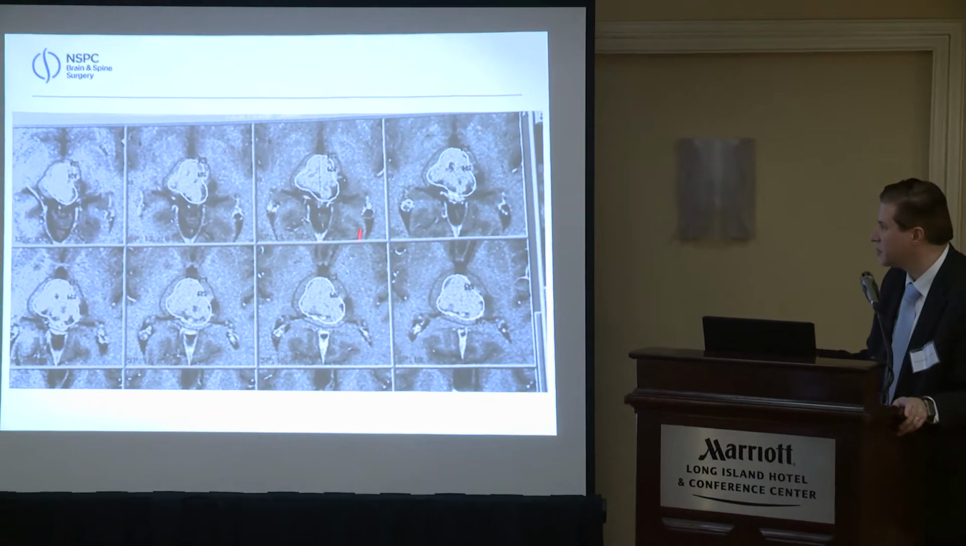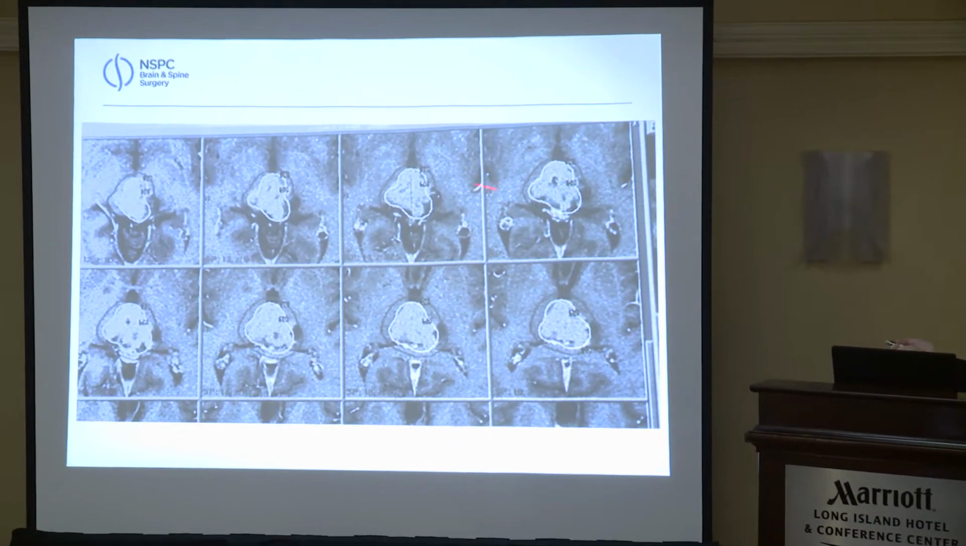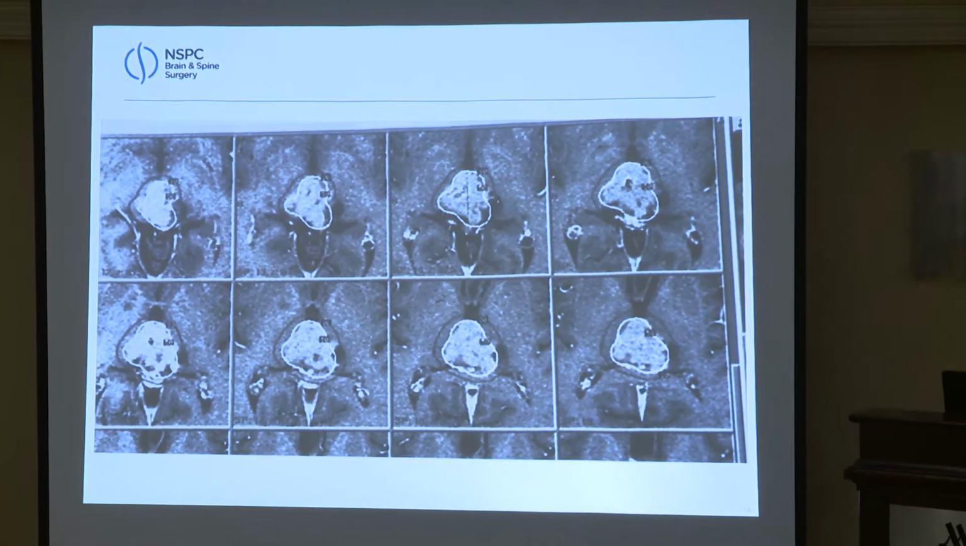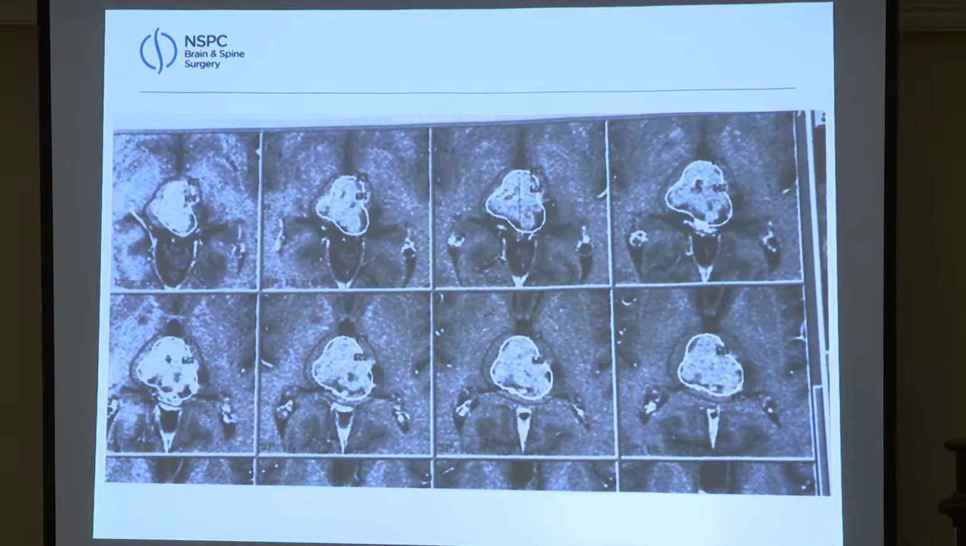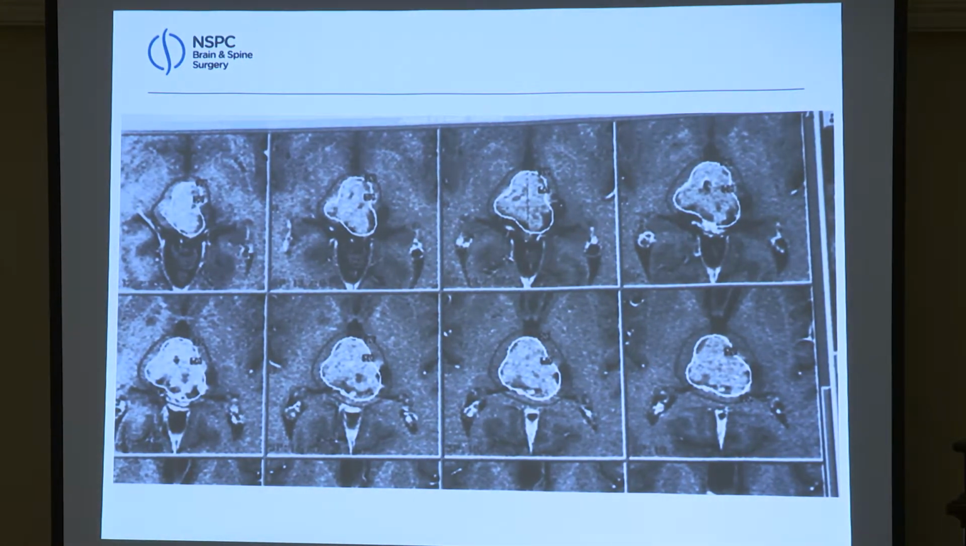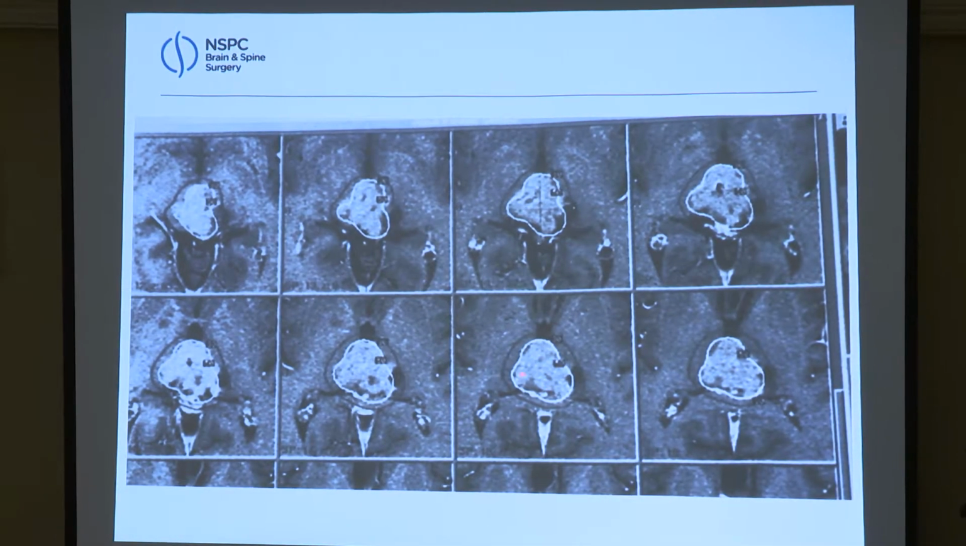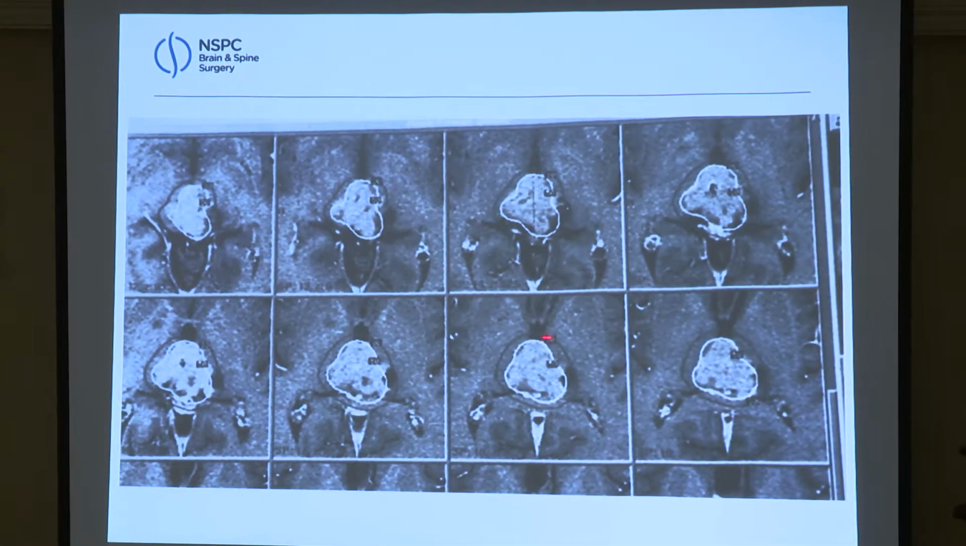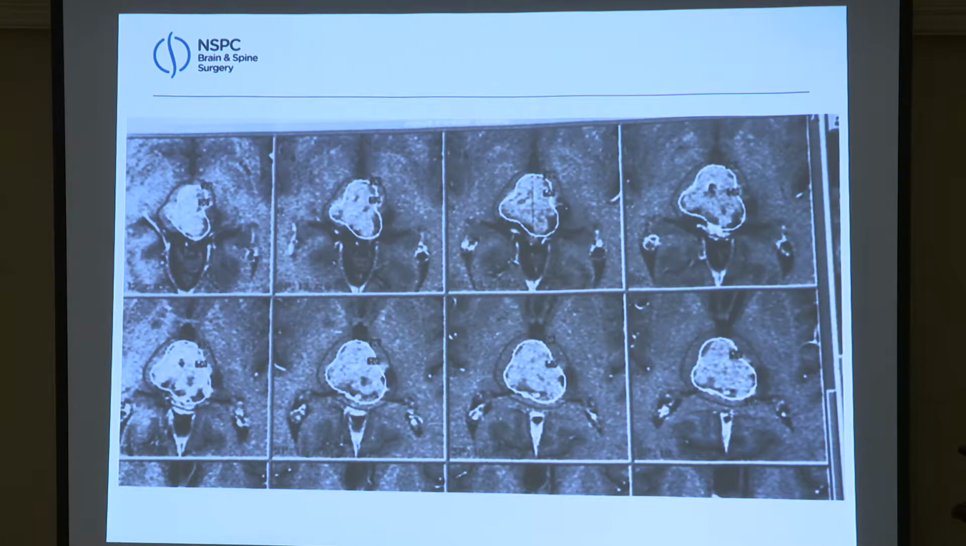So this is an example. This was not my case. I got this out of a textbook. I think this is from Pittsburgh. An example of a Gamma Knife treatment to a pineal region tumor. Two of the key points I want to make from this. One is the shape of the tumor.